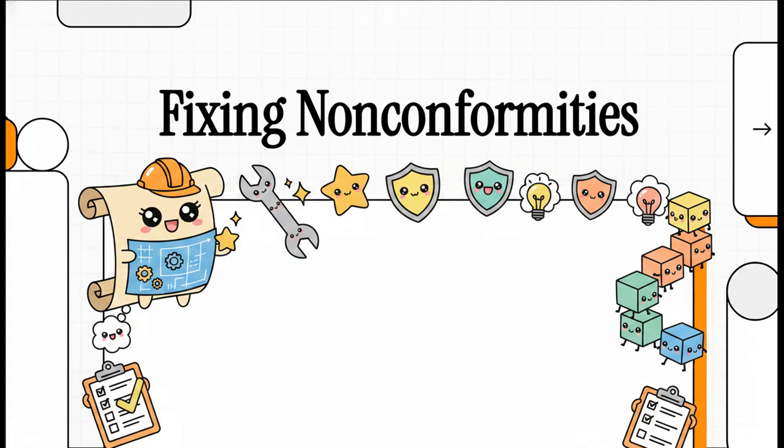Welcome to The Explainer. And today we're cracking open Chapter 3 of the ISO/IEC 42001-2023 guidelines, focusing on reporting nonconformities and executing corrective actions.